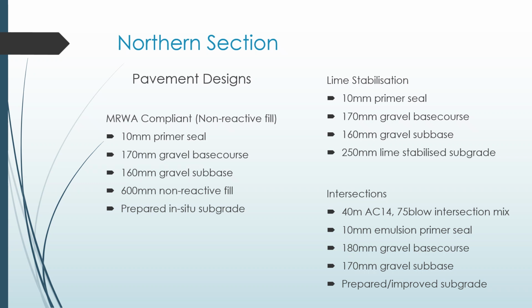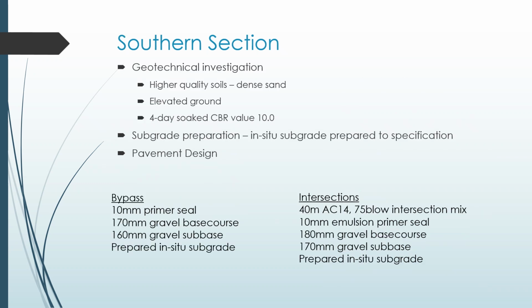Now, the southern section of road pavement is much more favourable in terms of the geotechnical outcomes, having higher quality soils consisting of dense sand in elevated ground and with a 4-day soak CBR value of 10. Now, no subgrade improvement is required in this case, being quite high quality existing subgrade. So essentially the in situ subgrade would be prepared, strip topsoil, compacted and trimmed to the specification to then receive the subsequent pavement.